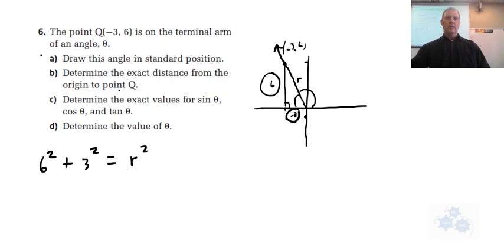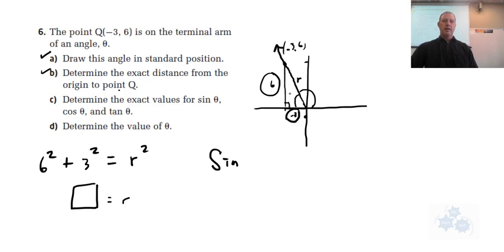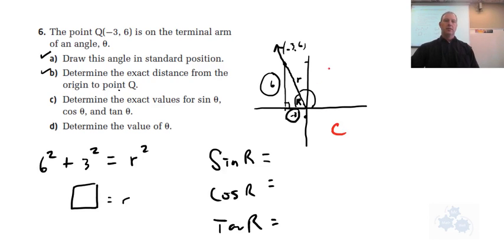Okay, so we did A, and that's the setup for B, so you're going to solve for r, and I'll let you finish that. And then determine the exact values for sine, cosine, and tan of theta. What we do is use the reference angle, so sine of r, cosine of r, and tan of r. And the CAST rule, remember the CAST rule? C-A-S-T. So the sine is positive here in quadrant 2, and cosine and tan are negative.